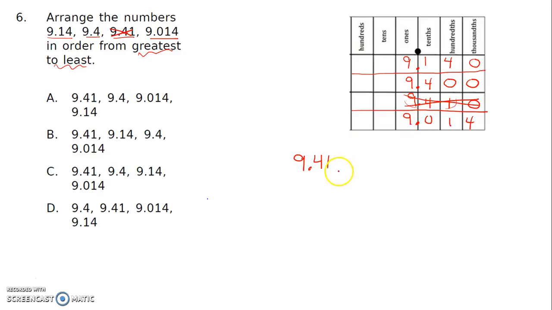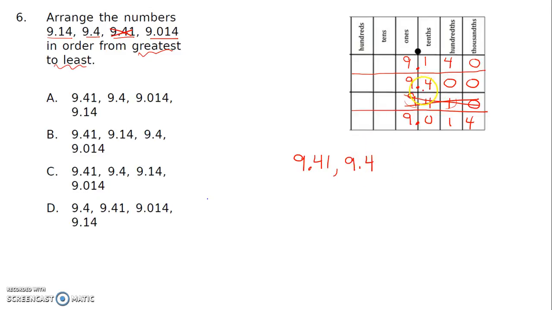Then I start comparing the others to decide what comes next, greatest to least. Again, ones place, they all match. In the tens place, this has a 4. 4 is bigger than 1. 4 is bigger than 0. Oh, good. 9.4 must be the next value. You just compare your place values. It's easy to tell then which has the greater value.